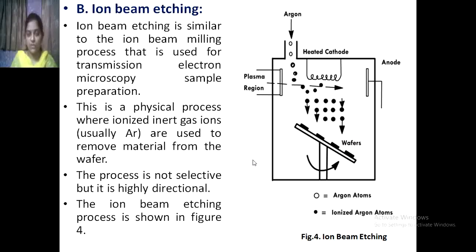We have just discussed that it is a physical process where ionized gas is used to remove material from the wafer. Here, in the plasma region, the argon becomes ionized argon atoms due to the heated cathode as well as the anode. So this is ion beam etching.